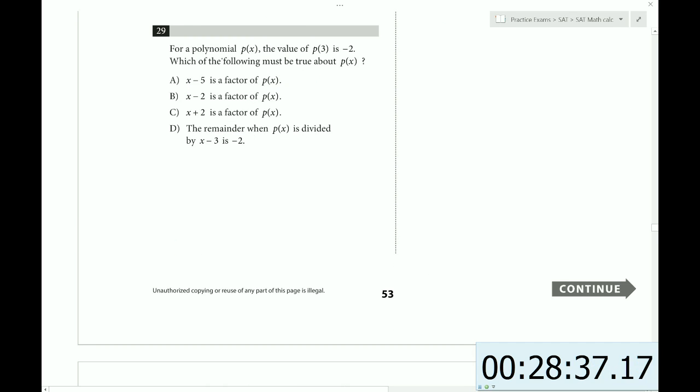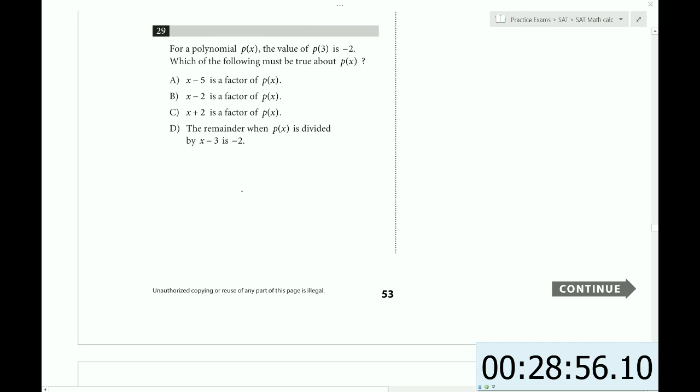For polynomial p of x, the value of p of 3 is -2. Which of the following must be true about p of x? So this is kind of like the remainder theorem, right? But if you don't know the remainder theorem, that's fine. You can pretty much gather it from the following ideas.